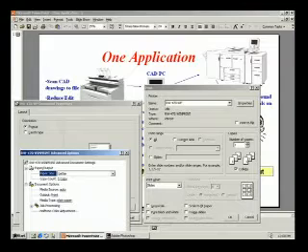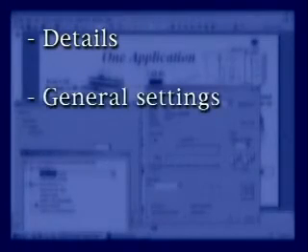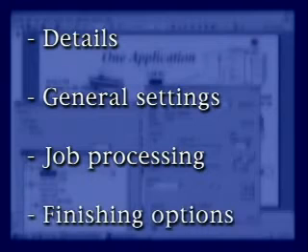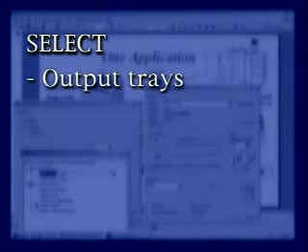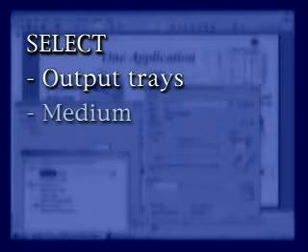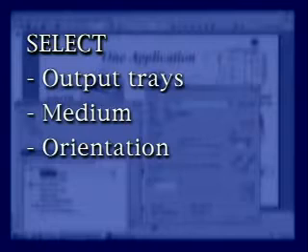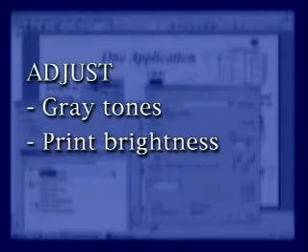Simply select the Ricoh Plotter option in the Windows Print menu and proceed to choose Print Parameters from the Details, General Settings, Job Processing, and Finishing Options screen. In General Settings, for example, we select the appropriate output trays, or allow the controller to make that selection based on the file information. Next, select the appropriate medium: portrait or landscape orientation, production or draft quality settings. Finally, we can adjust gray tones and print brightness.